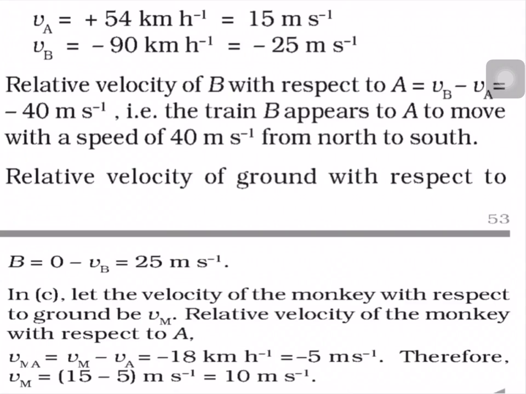Third, let the velocity of the monkey with respect to the ground be Vm. The relative velocity of the monkey with respect to A, Vma, equals Vm minus Va, equals minus 18 km per hour, which is minus 5 meters per second. Therefore, Vm equals 15 minus 5, that is 10 meters per second.